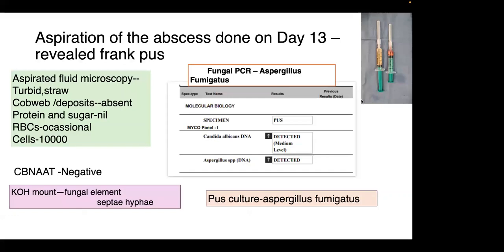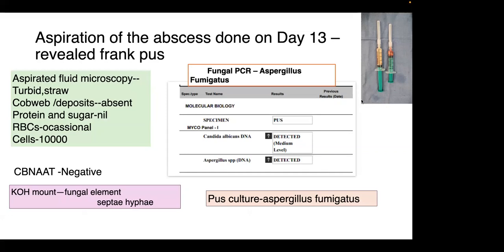We could aspirate the pus, and the pus culture and KOH mount showed fungal elements with septate hyphae. Fungal PCR showed Aspergillus, and culture also showed Aspergillus. We have started on antifungal.